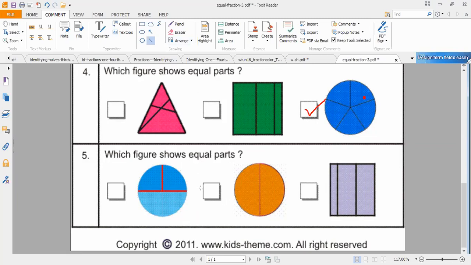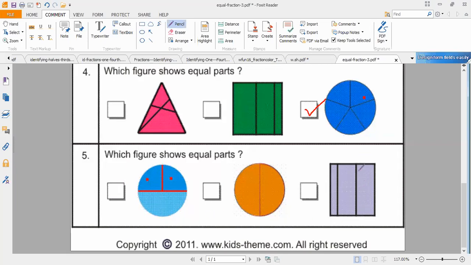2. Count again. 1, 2, 3. Where's the fourth one? How many parts, Amr? 3. The first part, the second part, and the third part. Are these parts equal? No. These parts are equal, but they're not equal with this part. So we cannot say that this figure has equal parts.